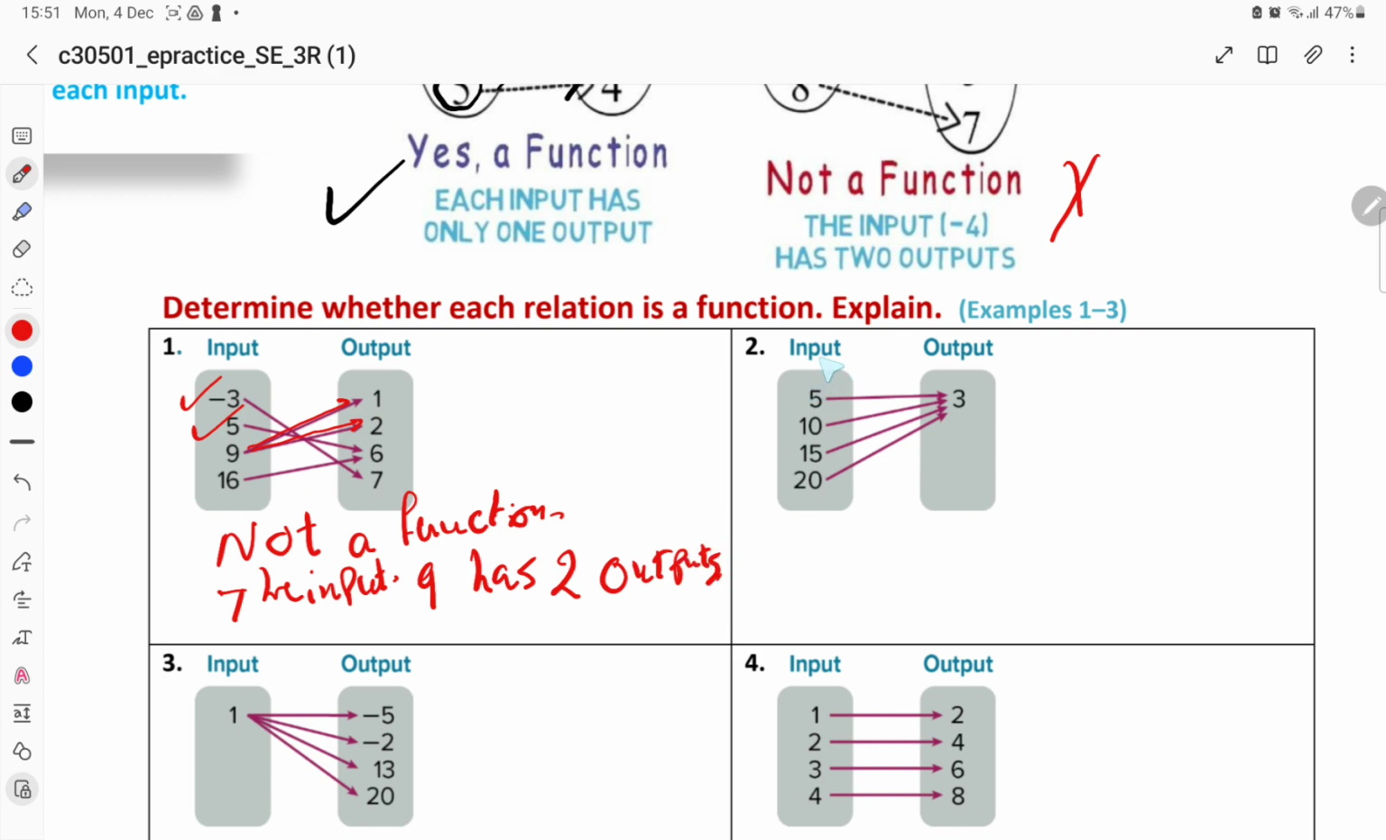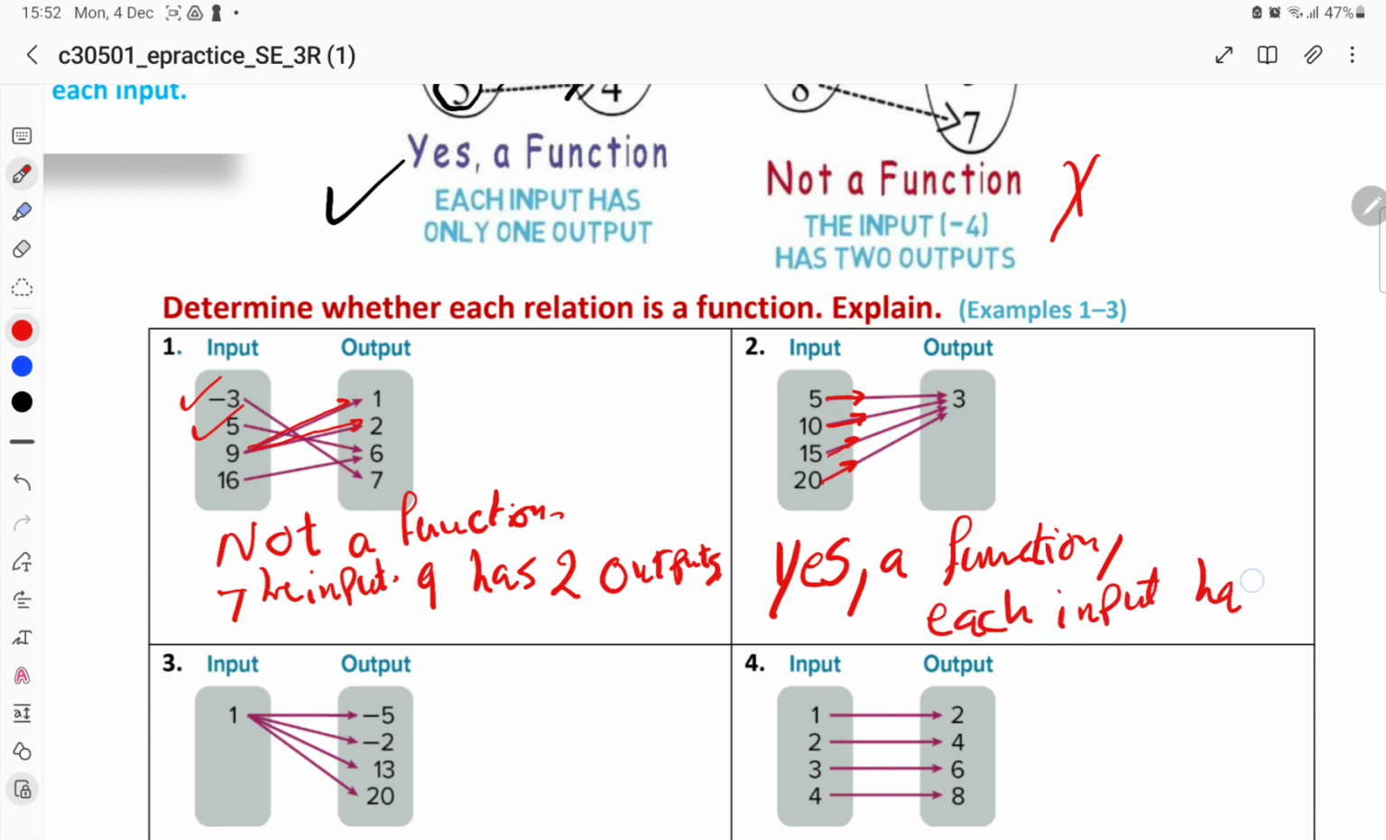Very good. We also look here at the input. 5, one output. 10, one output. 15, one output. 20, one output. So we will say yes, it is a function. Why? Because each input has only one output. You will write like this, each input has only one output.